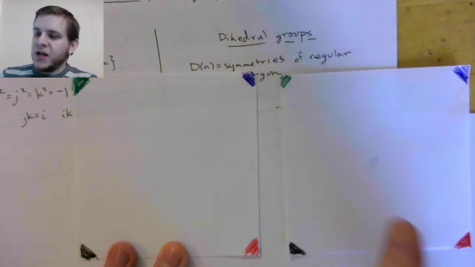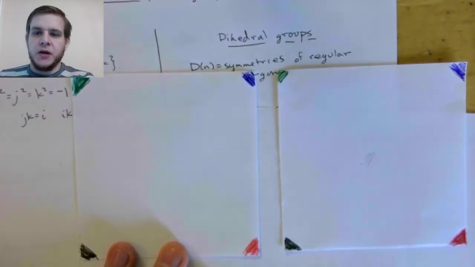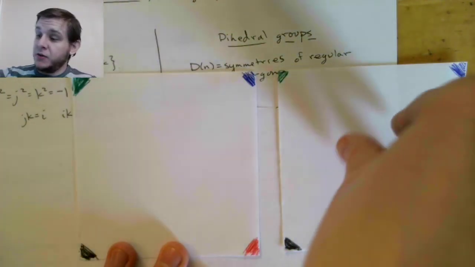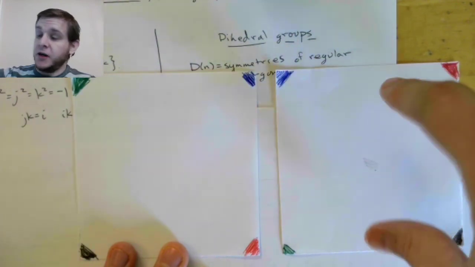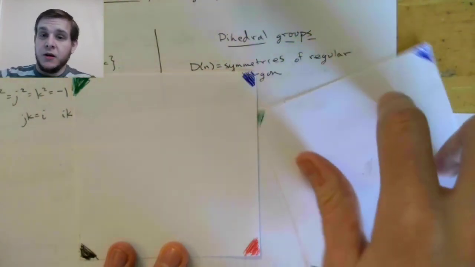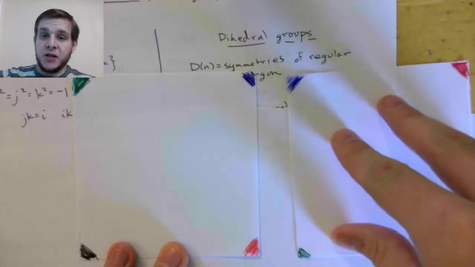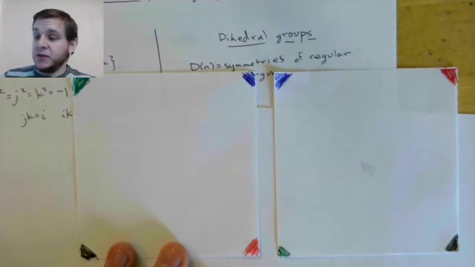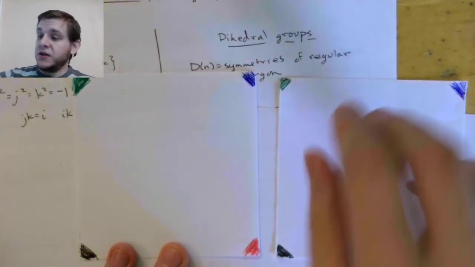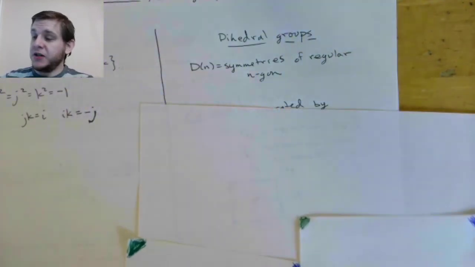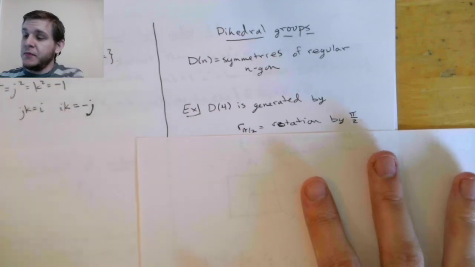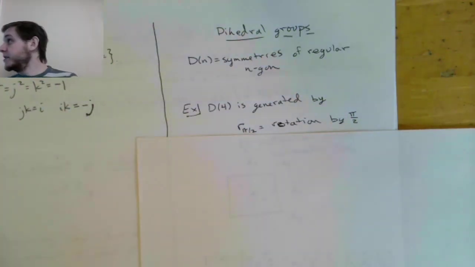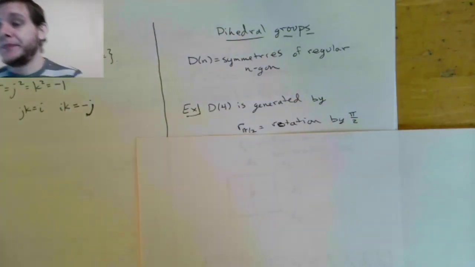And so what are the possible things that I can do to the square to keep it a square? Well, one thing I can do is rotate it around the center by 90 degrees, and it's still a square. I've rearranged where the corners are, but if I start with a square and rotate it by 90 degrees, it's still the same square in the same position. So this is one of the symmetries of the square, rotation by 90 degrees, or pi over 2. And this is one of the generators of the symmetries.